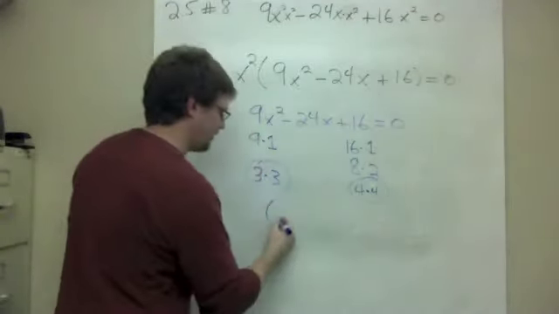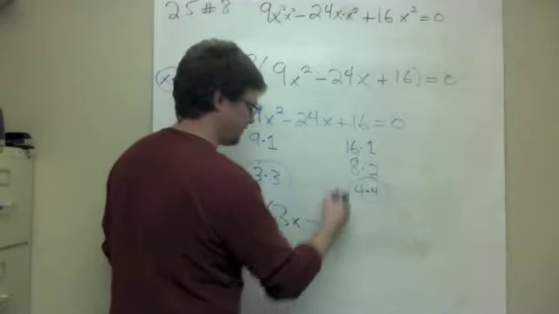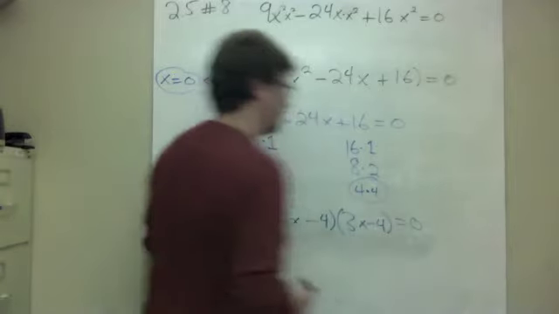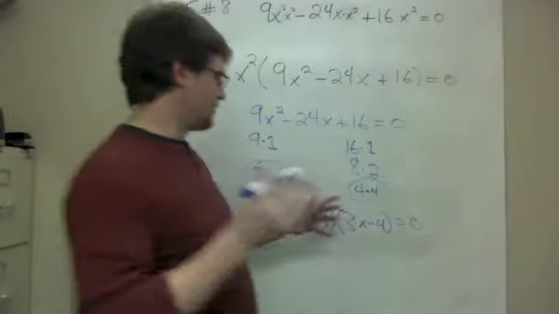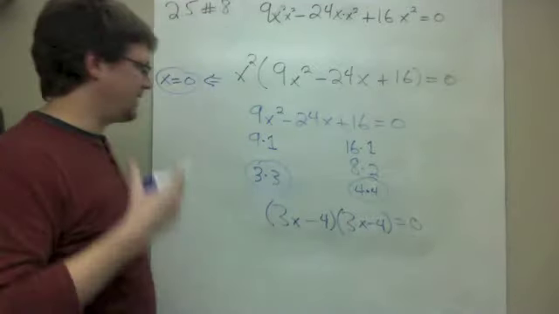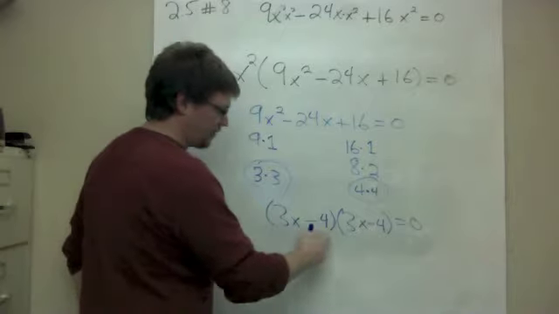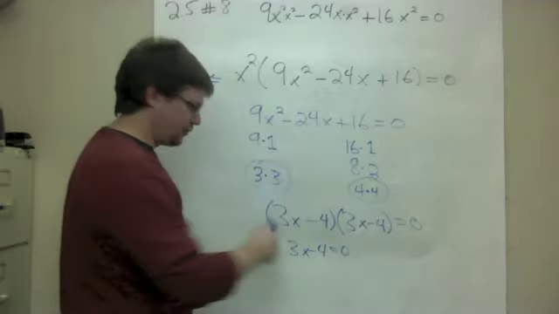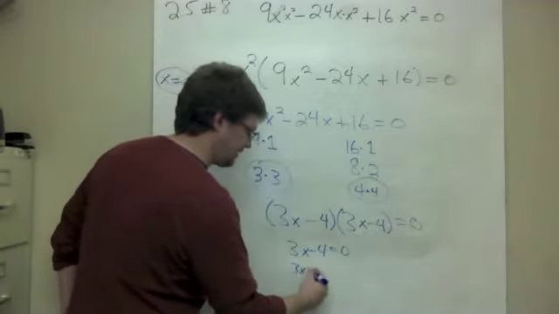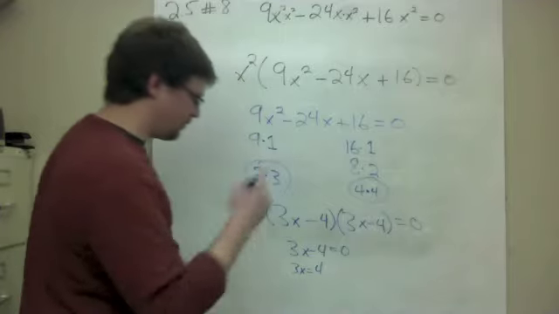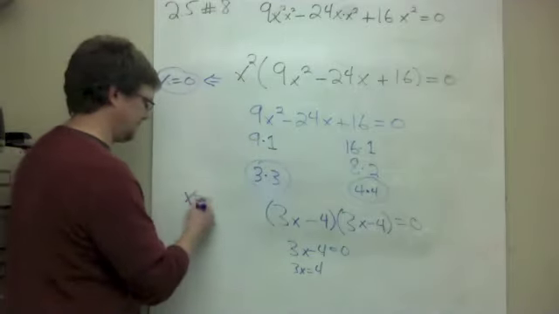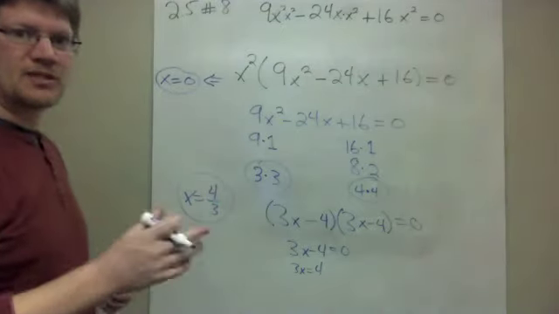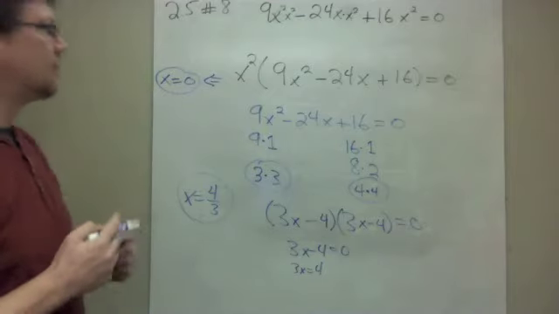So if I break this up into 3x minus 4 times 3x minus 4, these two are the same thing, so this is actually a square. So 3x minus 4 could be 0. Right, so we'd add 4 to both sides. 3x is equal to 4, or x is equal to 4/3. Right, so x is equal to 4/3 is our other solution. So 0 and 4/3 are the zeros of our original equation.